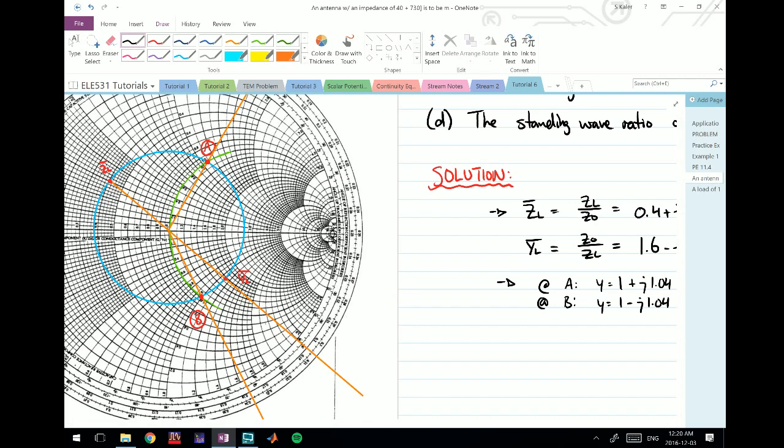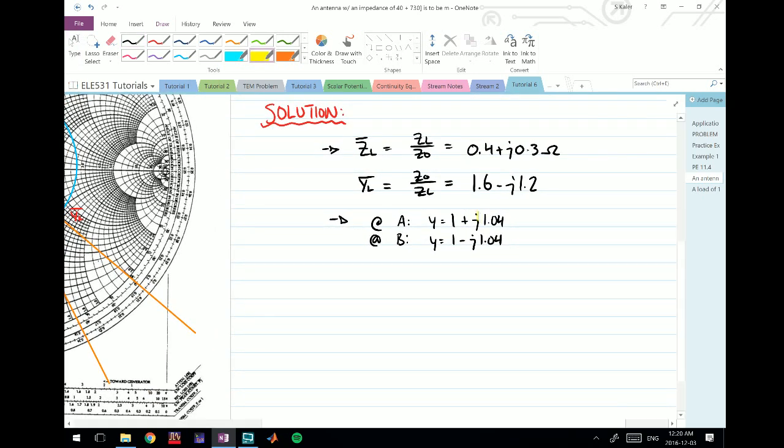So we've done A and B, we have YL. What we're concerned with are these reactive parts. I'm concerned with this j1.04 and this negative j1.04. These highlighted points are the ones I'm interested in, because they are going to be the admittance of my stub. We matched the real part, that's fine. We matched the 1 because, if you remember, if you divide by the characteristic impedance or admittance, you get 1 for the real part. But we want this reactive part to go away now.